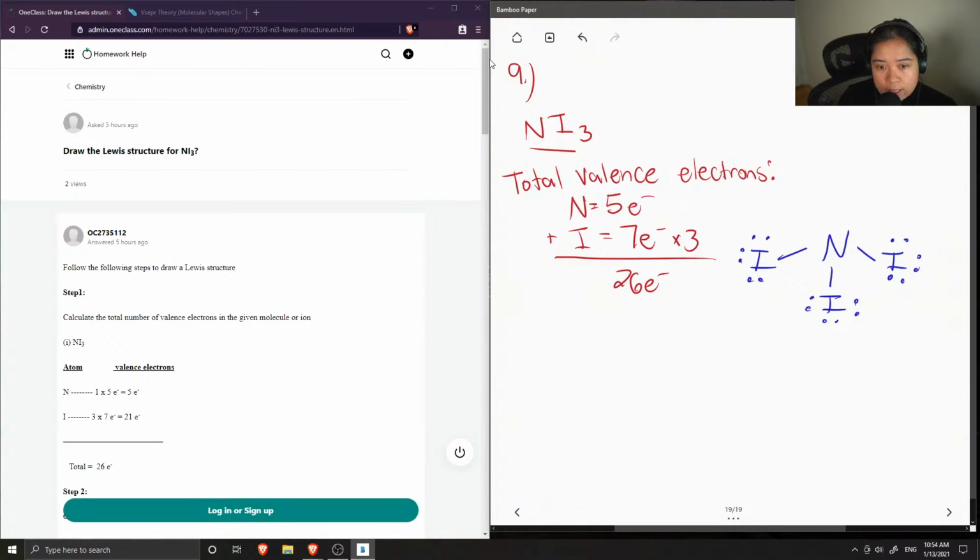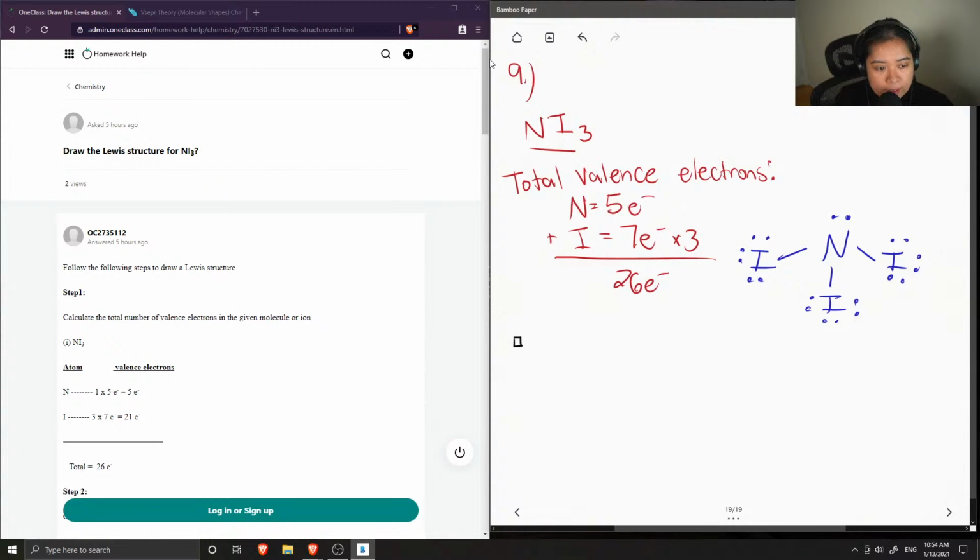Okay, so now let's count out how many electrons I've drawn so far. So we have 2 electrons participating in each bond. And so that makes us having... So now we have 24 electrons drawn in the structure, and I need 2 more. So I'm just going to add the last 2 on our central nitrogen atom. Okay, so this is our Lewis structure for nitrogen triiodide.